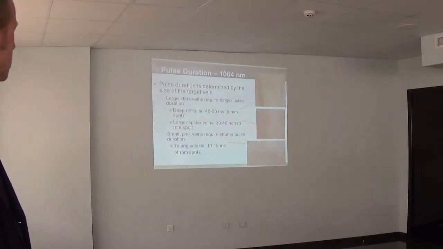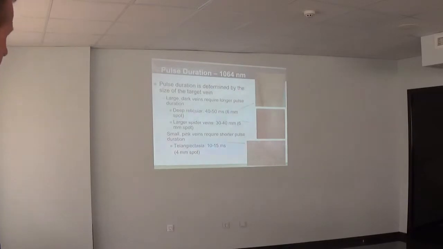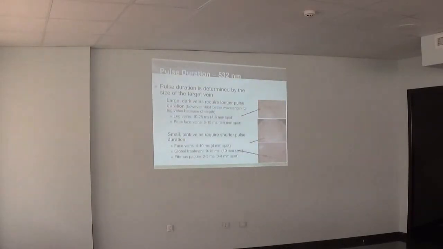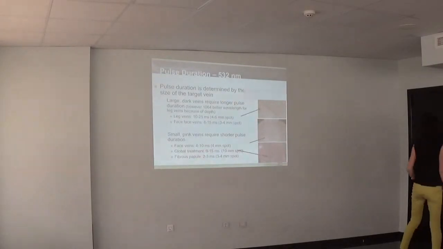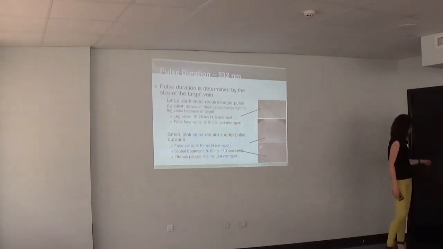Here you have an indication: the deep reticular, 40 to 50 milliseconds; larger spider veins, 30 to 40; and the small pink, 10 to 15 milliseconds. When you treat around the feet, there is much more pressure on it, so you have to give a little bit more energy on the feet, because they are much further away from the heart. So you have to adapt a little bit.